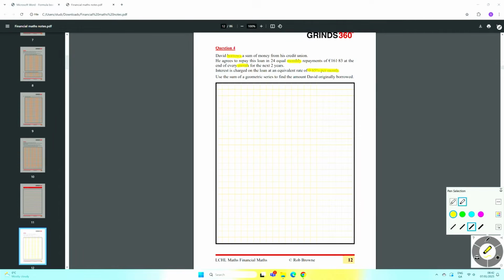Perfect. So you can see again, there's no switching necessary here. He's paying every month for 24 months, and we've got the monthly interest rate here. There's no requirement I switch rates here. All right, so again, he will flag that for me if I had to, but he hasn't. So it says, use the sum of a geometric series to find the amount David originally borrowed. How much did he borrow? What was the value of his loan? The same as we're finding the value of his savings, right?